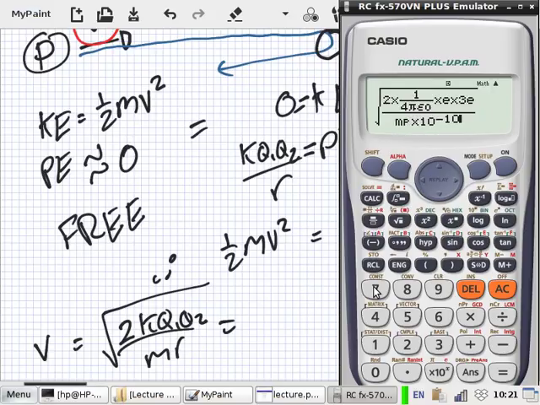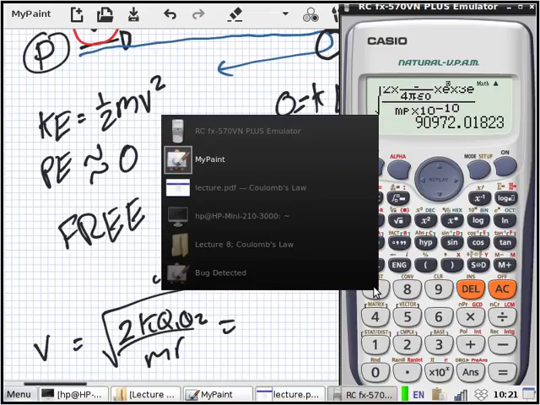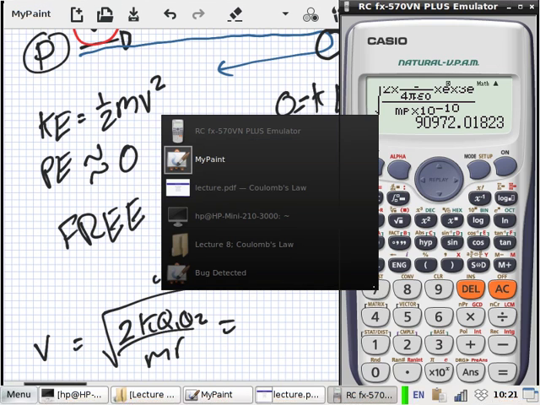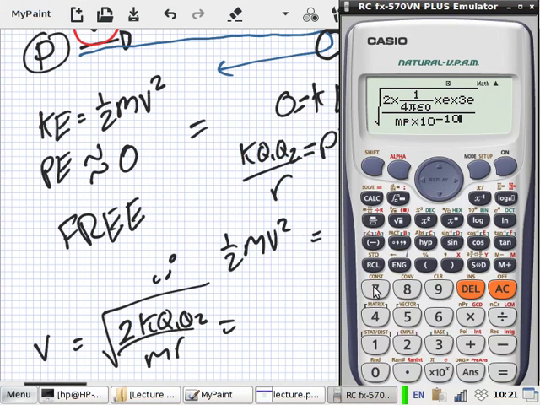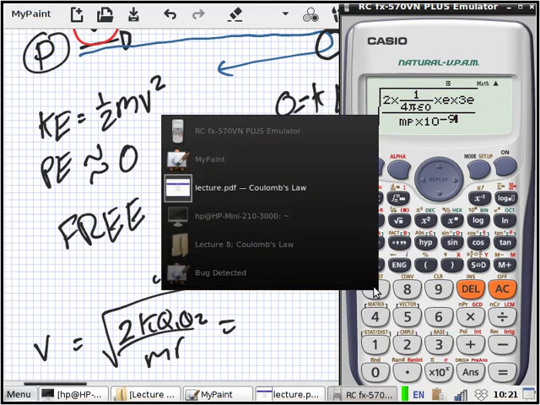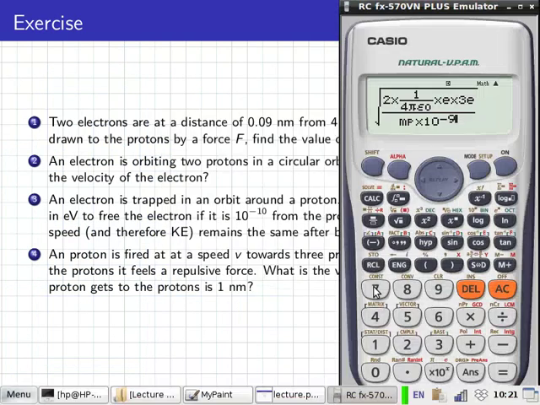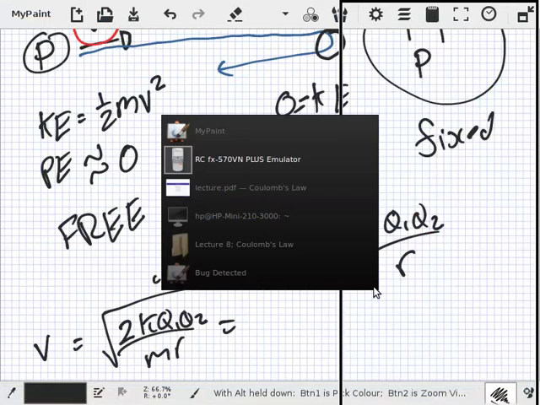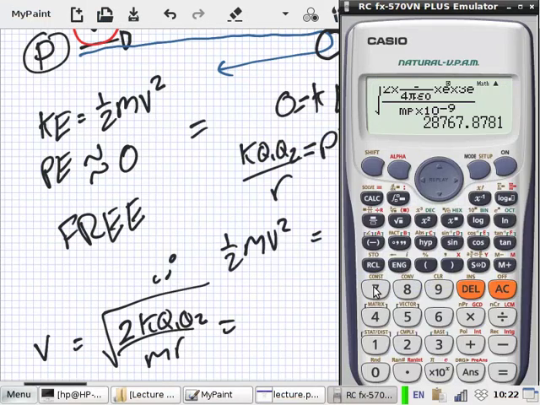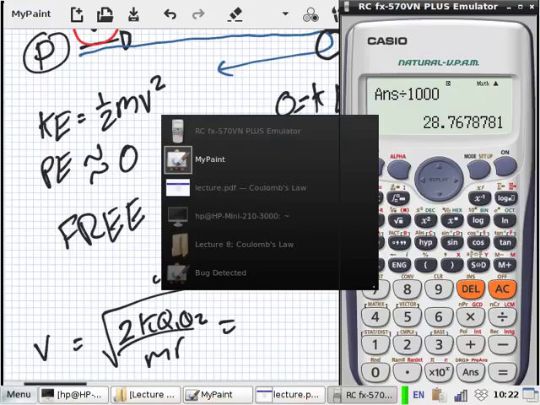I think I said, wasn't it? Yeah. So, no, what was the radius? Just not 10 to the minus 9. Oh, 10 to the minus 9. Yeah. Are you sure? Of course. 10 to the minus 9? Yeah. Oh, a nanometer. Okay. 28.8 kilometers per second.